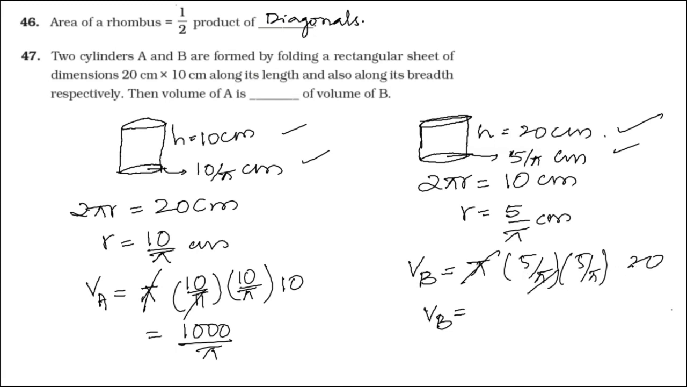It's 25 times 20, which is 500. So 500 by pi. Here we observe that the volume of the first figure will be 2 times the volume of the second. So I can say that the volume of A is double or twice the volume of B.